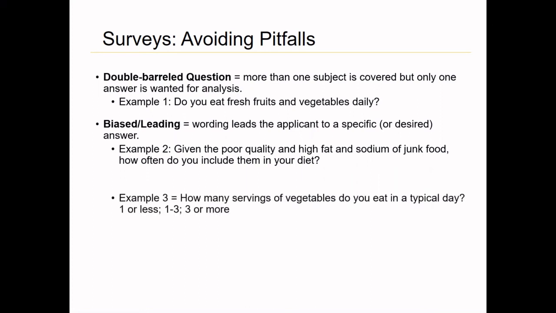Here's a third example. How many servings of vegetables do you eat in a typical day? 1 or less, 1 to 3, or 3 or more? This one is considered overlap, where responses are not mutually exclusive. I can tell you from my own experience, this can be really easy to do. And it's so important that you have other people looking at your survey to make sure that you don't make an error like this. Because if someone had 1 serving, they could answer 1 or less, or they could answer 1 to 3. Which one are they going to pick?